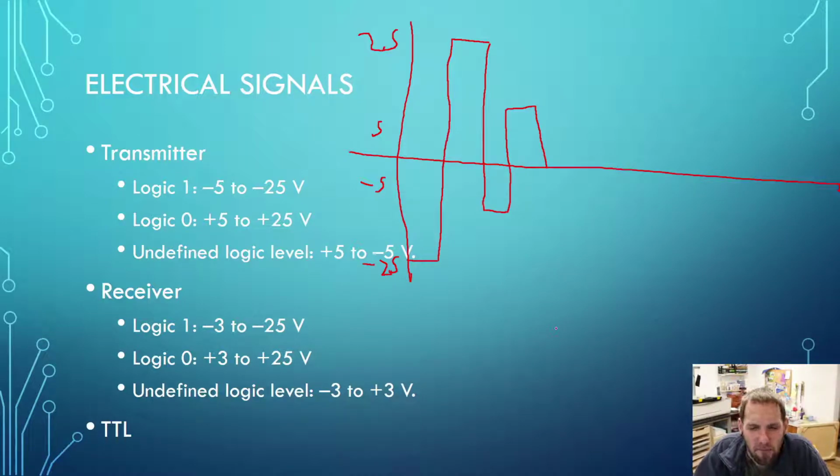And I talked about in my PLC class that the PLCs, they output 24 volt, or they're looking for a 24 volt signal on the input to make it become true.